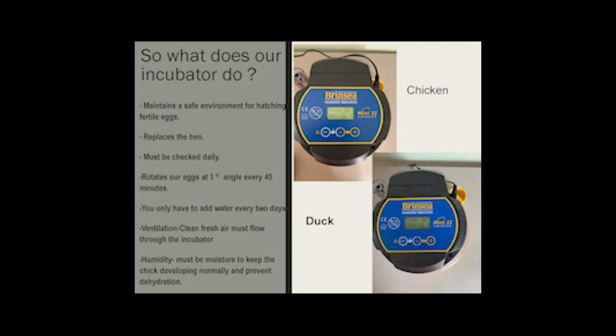Thinking about our incubators that we used, what does our incubator do? It maintains a safe environment for hatching fertile eggs. It replaces the hen, and must be checked daily. Ours rotates our eggs at a 3-degree angle every 45 minutes. We only have to add water every 2 days. It helps with ventilation, so clean air must flow in of the incubator. And it maintains our humidity. We must make sure that our eggs are moist so that they can properly develop.